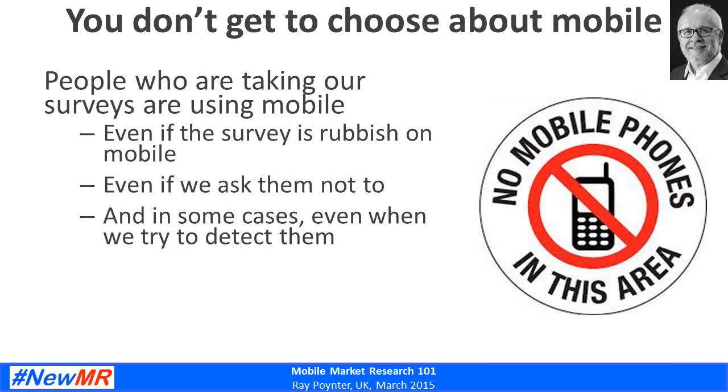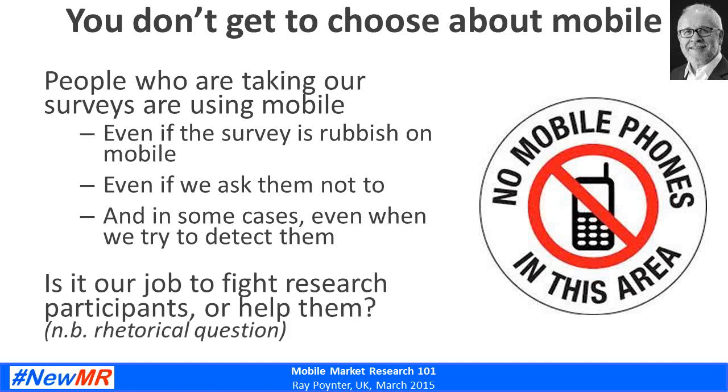So you send an email out and you say, please do not take this on your mobile, and then you look at the screen size and you look at the operating system and you see that actually, no, it wasn't there. And in some cases, even when we try to detect that they've got a mobile, they manage to slip through. Is it our job to fight research participants, or is it our job to help them? And by the way, that's a rhetorical question. It's our job to help them. We have enough people who do not want to take part in market research.